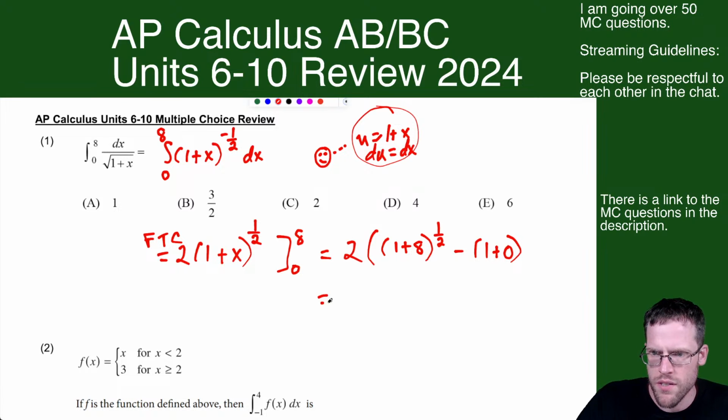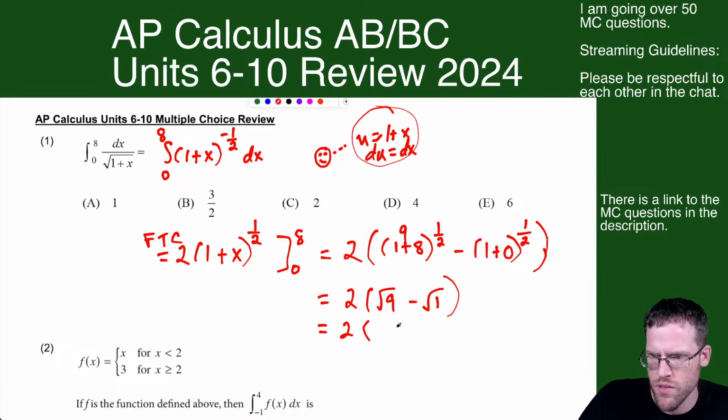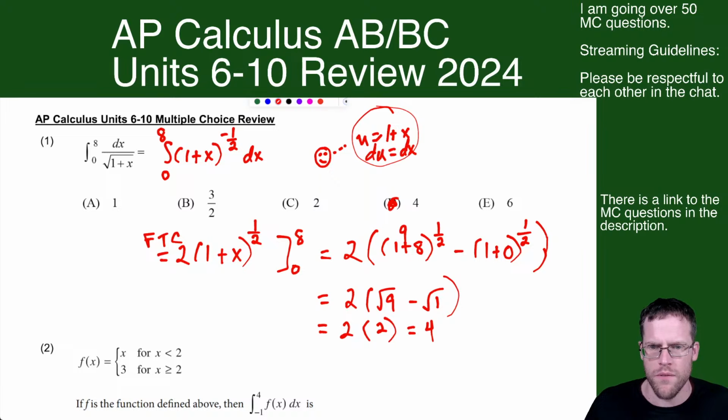So here, this is now 2 times the square root of 9. This is 9 to the half power, so I have the square root of 9 minus, and this is to the half before I scrolled, so minus the square root of 1. And now this is 2 times 3 minus 1, which is 2, and that's equal to 4. So choice D. All right.